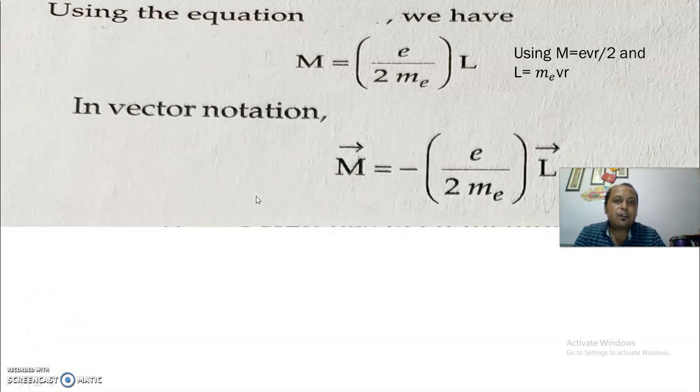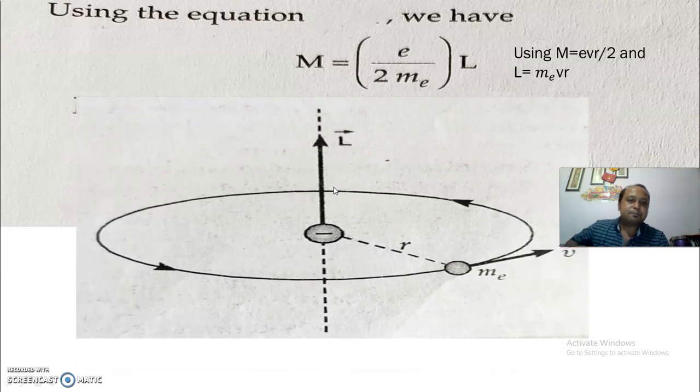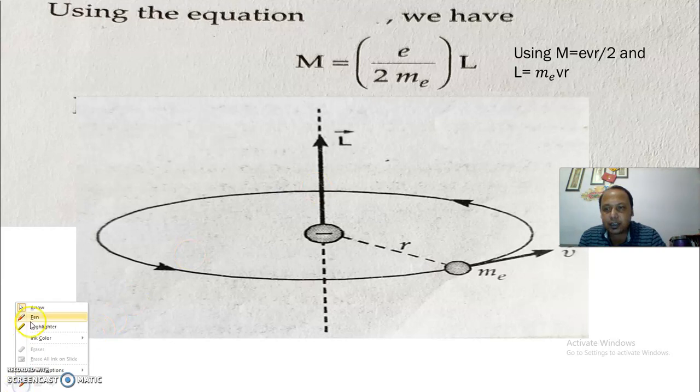Here is the value of M in vector notation. To understand the direction of L, we have already mentioned that L is in the upward direction. The direction of M can be concluded, but you see here the value of M, the magnitude, we are getting as E by 2m_e into L. Now when we want to find the direction of M, that is the dipole moment, you see here the direction of current, as I have mentioned earlier, is just opposite to the direction in which the electron flows. So the current is in this direction.